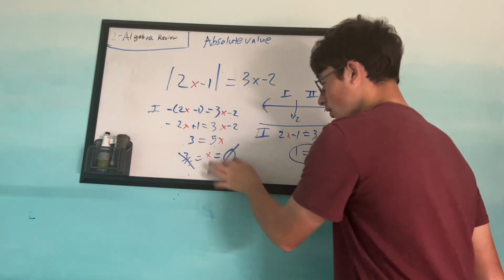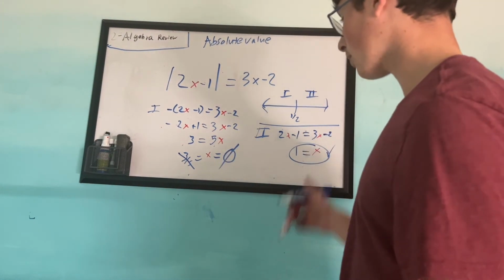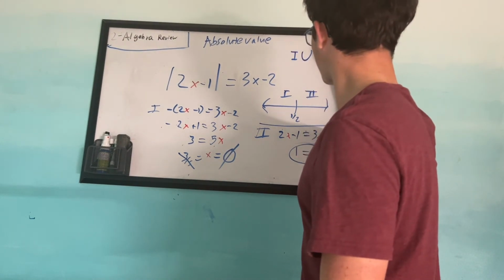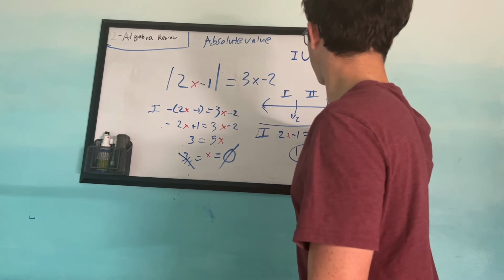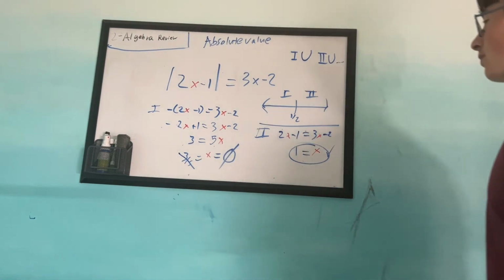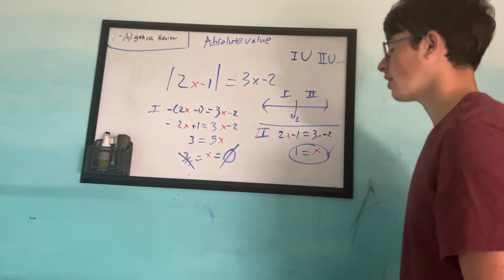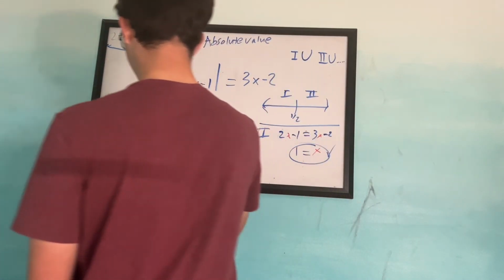Because since we have the empty set over here, and what we're looking for is the union of case 1 and case 2. So if you have a bunch of cases, we're looking for the union of all the cases. And the union of the empty set and any other value will just be that other value.